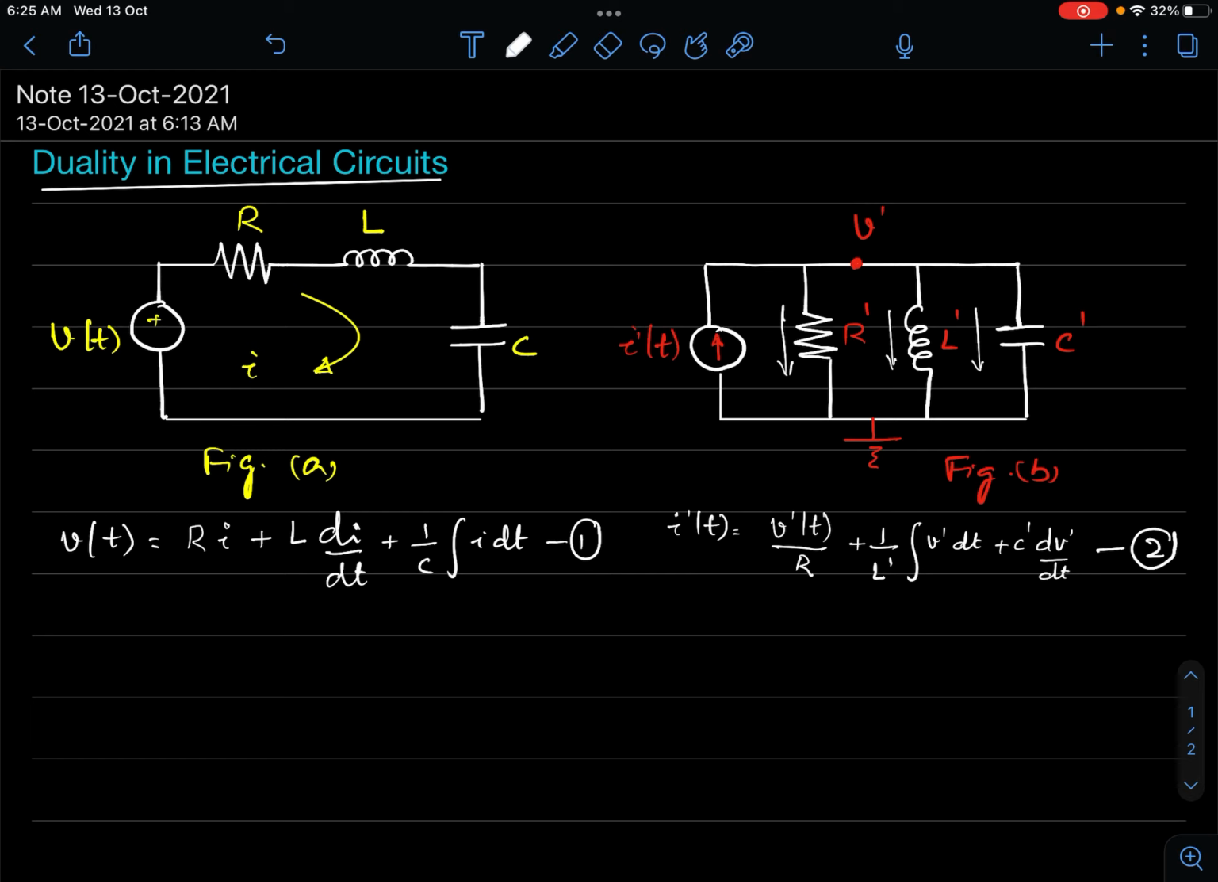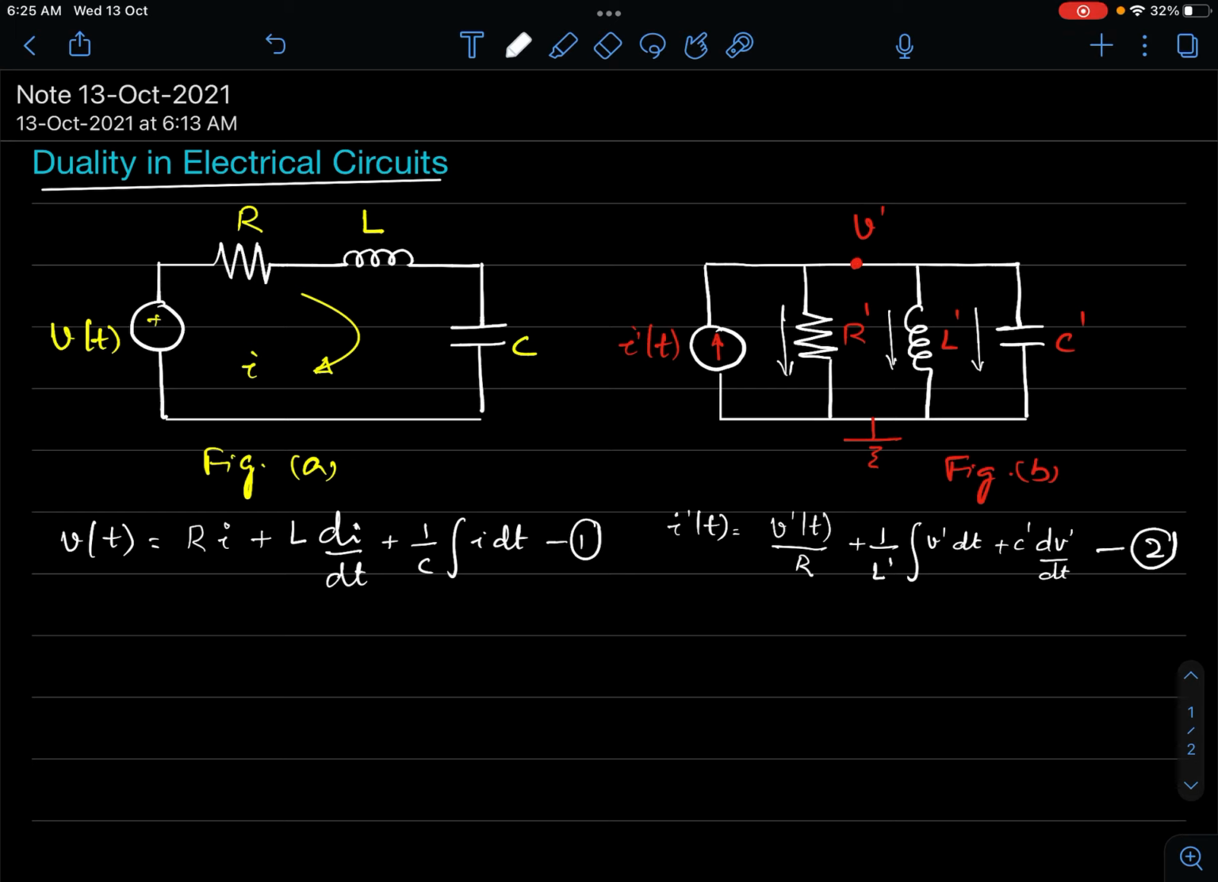So how do we define duality? The principle of duality is that the solution of one equation is also the solution of the other equation. Or in other words, if we look at these two networks, they are said to be duals of each other if KCL of one network is similar to the KVL of the other network. That's how we define duality.